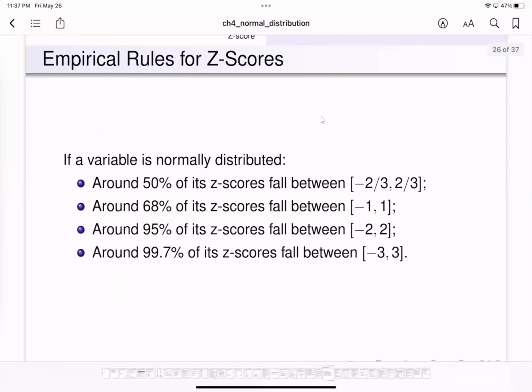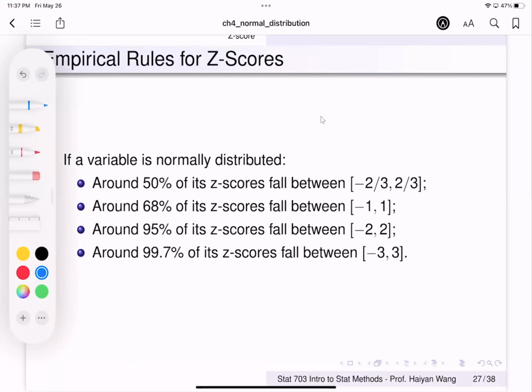We already learned the empirical rule earlier in terms of the number of standard deviations. Now we can see that it is just talking about the z-score. About 50% of the z-scores are between negative 2/3 and positive 2/3, and 68.3% of the z-scores are between negative 1 and positive 1. 95.4% of z-scores are between negative 2 and positive 2, and 99.7% are between negative 3 and positive 3. All of these rely on the variable itself having a normal distribution. If a variable does not have a normal distribution, these will not work.